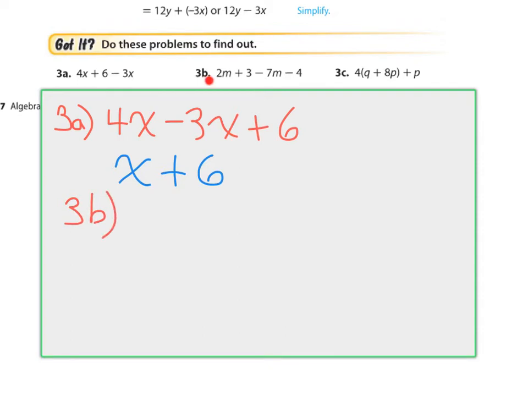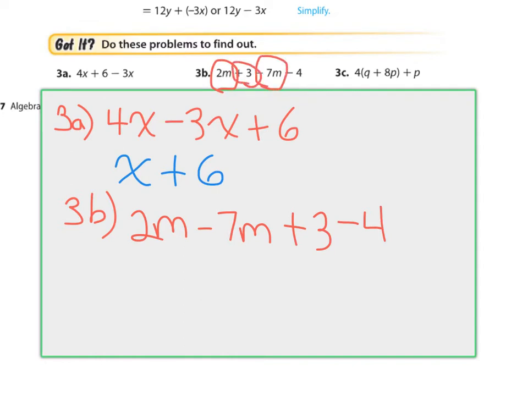Again, let's look at the expression, and we have 2m plus 3 minus 7m minus 4. We have 4 terms. 2 variables with coefficients, and 2 constants, 3 and -4. So again, let's move them around. 2m minus 7m plus 3 minus 4. Okay, you can see that I grouped the 2m minus the 7m, and then I grouped the plus 3 minus 4, right?